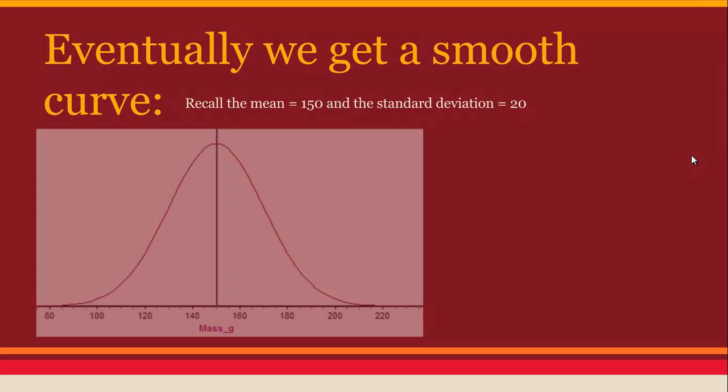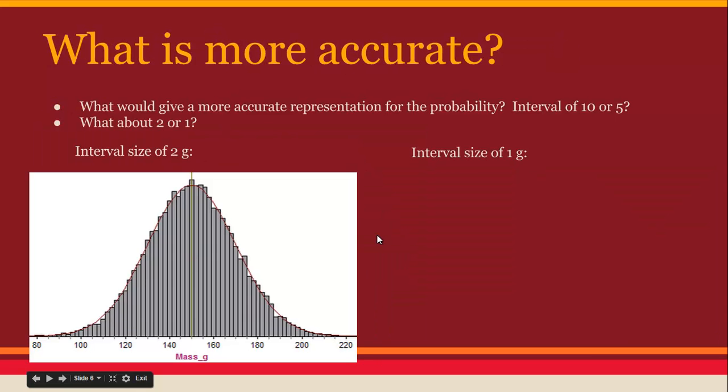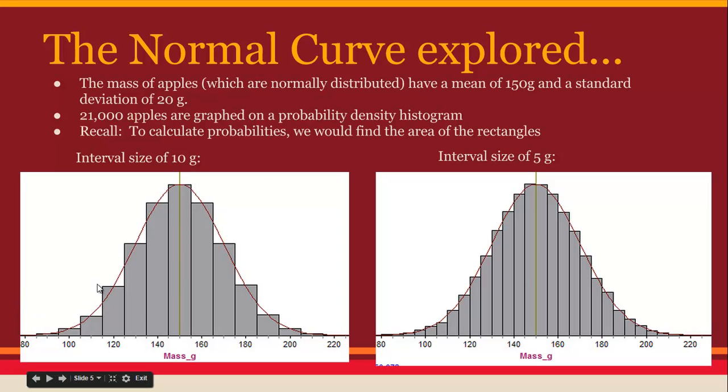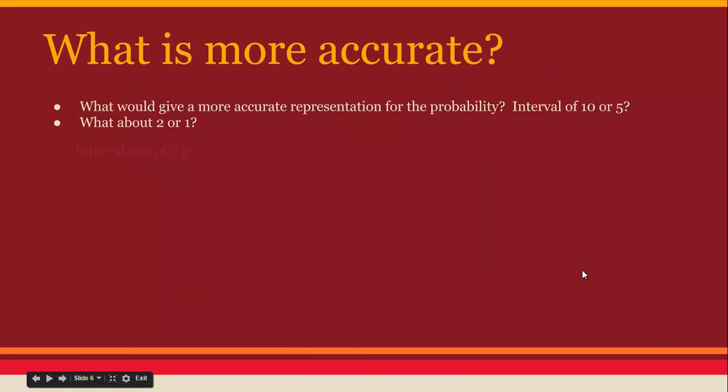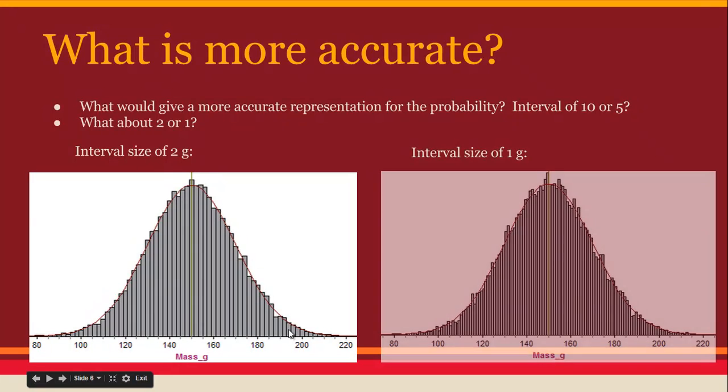Eventually, we get the normal curve, and this is the red curve that came up before, and this is actually the perfectly distributed one. That's an interval size as very, very small as we can get. You can see as we close the interval more and more, we get closer and closer to that red curve so that we can accurately represent this.